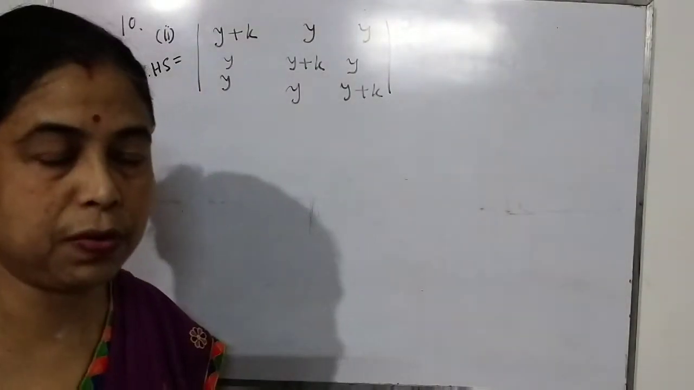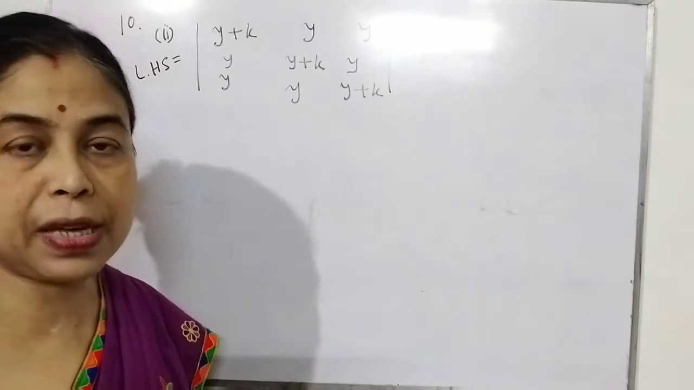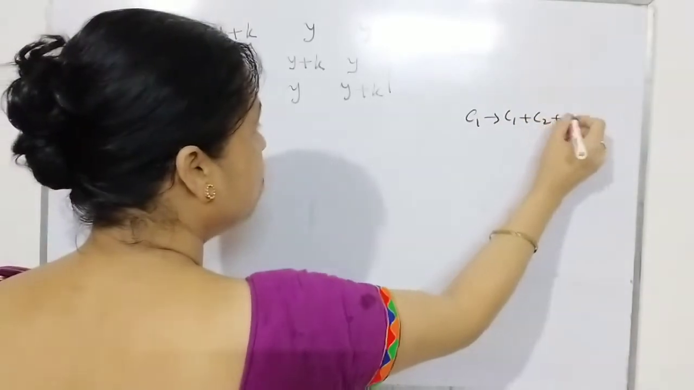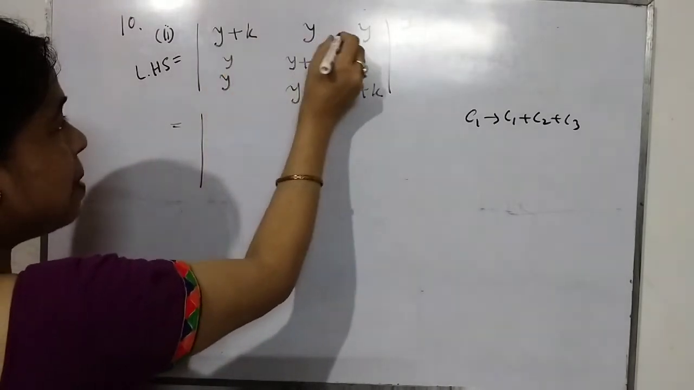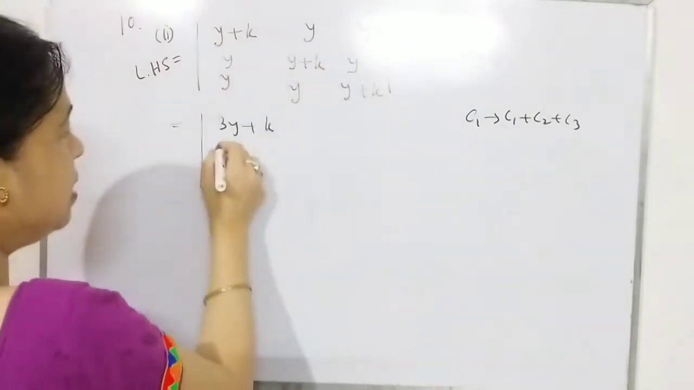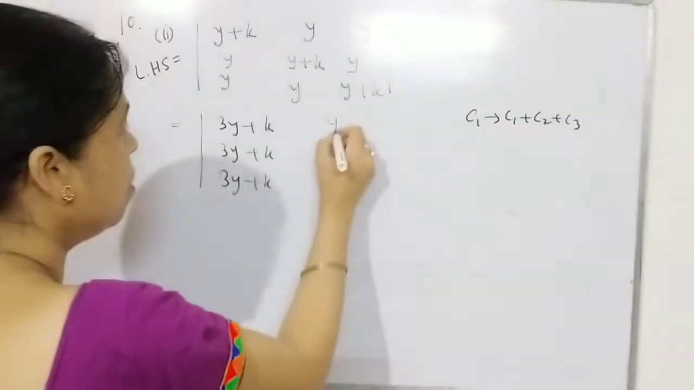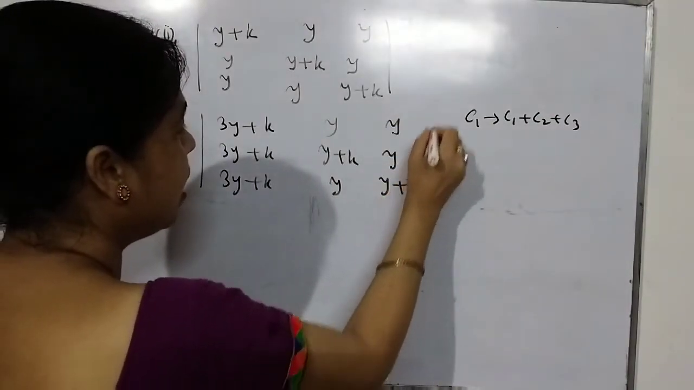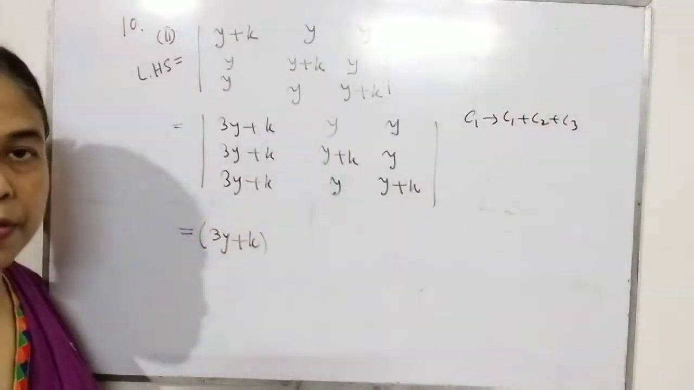One more thing I have to tell you. I am just applying any one of the properties here. One procedure I have done, the same question can be solved in other ways also. Okay. So here I have replaced column 1 by column 1 plus column 2 plus column 3. So what we have? This is y plus k plus y plus y, which will be equal to 3y plus k. This is again y plus k plus y plus y, that is 3y plus k. Again it is 3y plus k. Keep the rest as it is: y, y plus k, y; y, y, y plus k. Now, hope you understand that I have to take common 3y plus k from the first column.